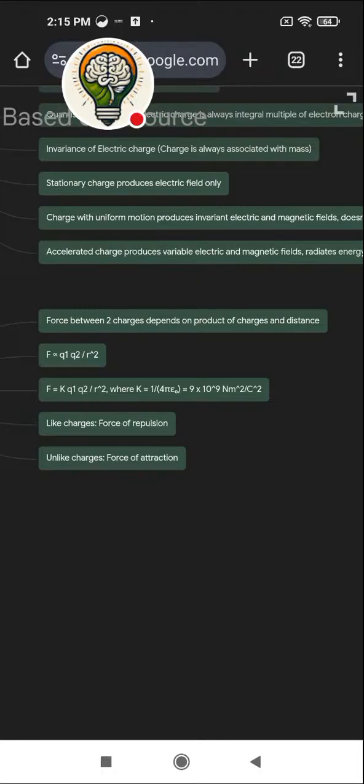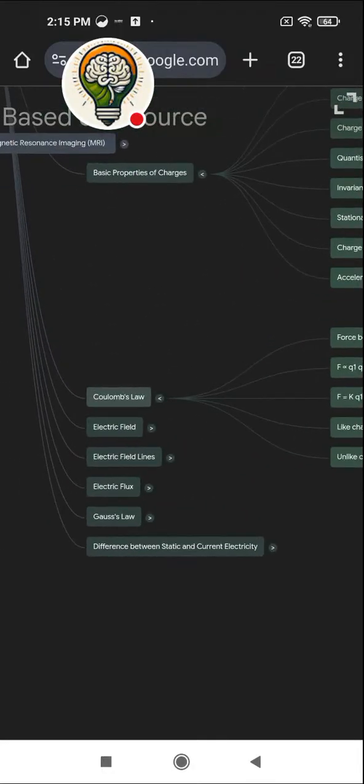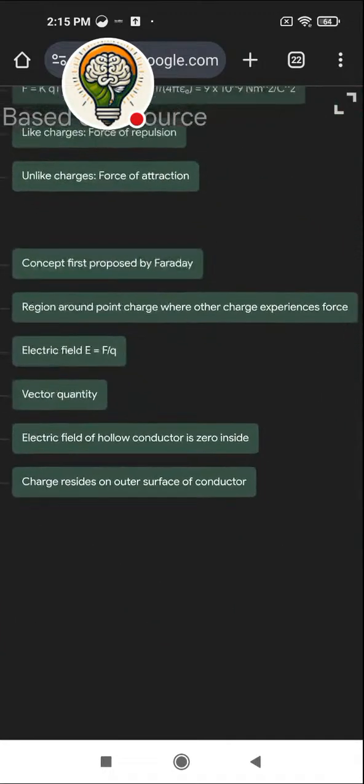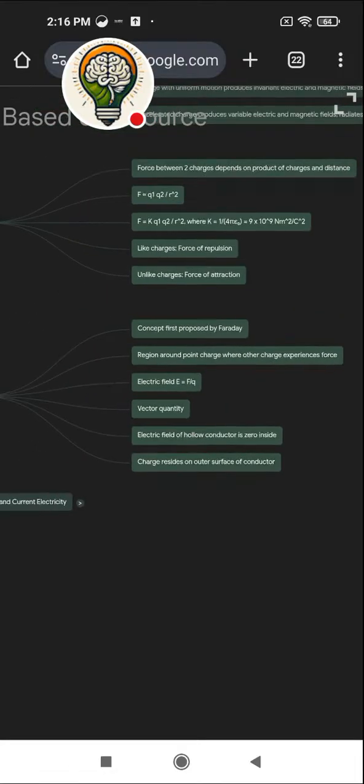Like charges force of repulsion, and unlike charges force of attraction. Electric field concept first proposed by Faraday, the region around the point charge where other charges experience forces. So electric field E equals F by q, a vector quantity, and the electric field of a hollow conductor is zero inside, and charge resides on the outer surface of the conductor.